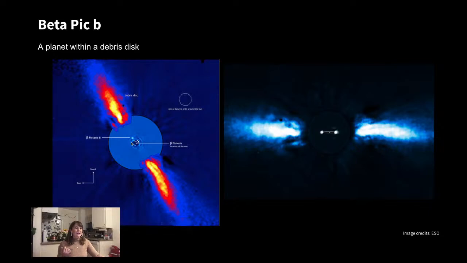And Beta Pic b is at about the same orbit as Saturn around its star. This is a really unique system because we've got images of both the disk and the planet. We can see how they fit together, which is really cool.